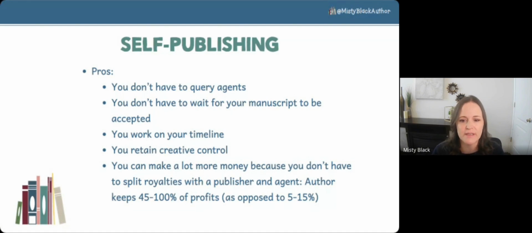You don't have to split royalties with the agent and the publisher because you are the one publishing your book. So depending on how you sell your books, you can keep 45 to 100% of the profits on each book sold, as opposed to 5 to 15%.